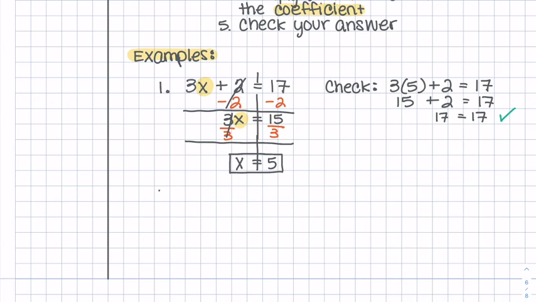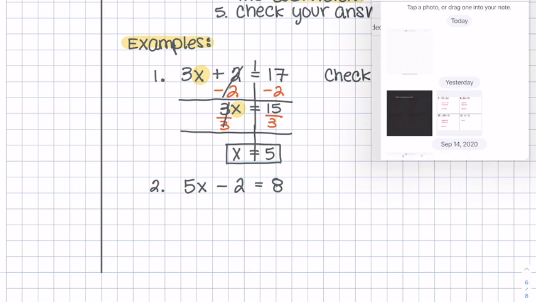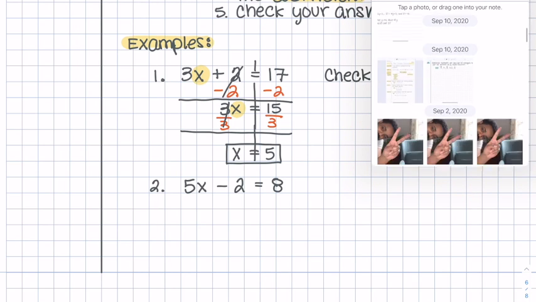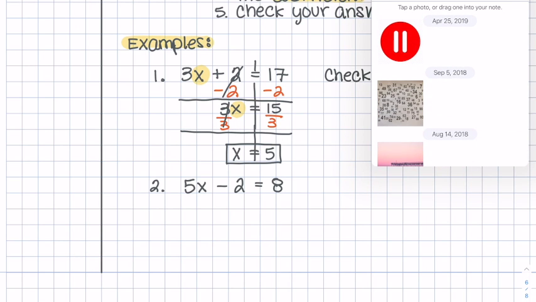I'm going to have you guys do another example by yourself. So in a second, I'm going to write it out, and I want you guys to pause the video and try it. Okay, so this one's going to be 5x minus, I don't know, let's do minus 2 equals 8. 5x minus 2 equals 8. So right now, you guys are going to pause the video and try this problem out.